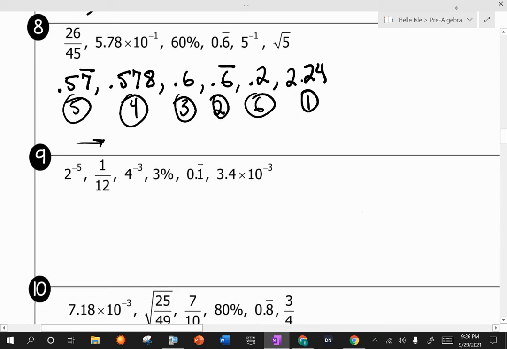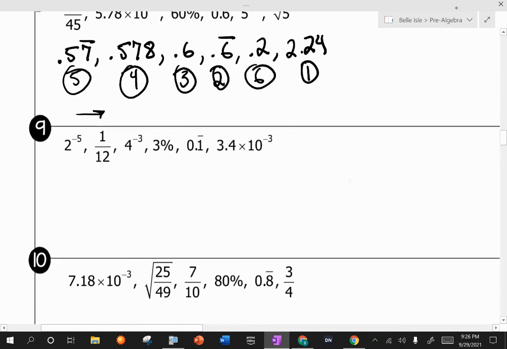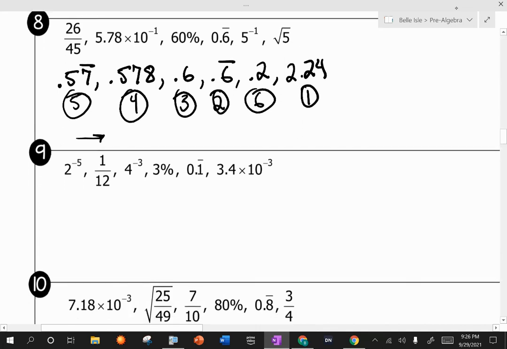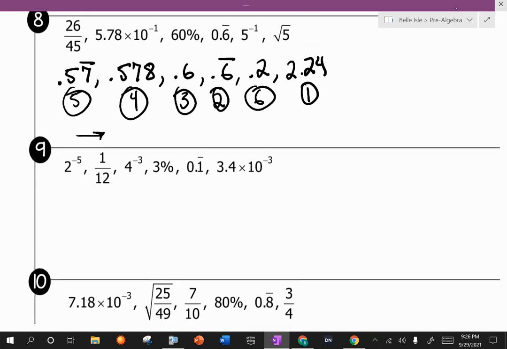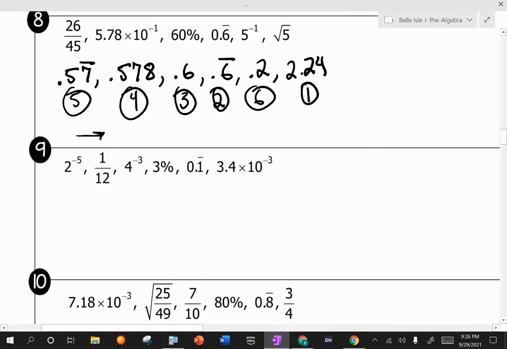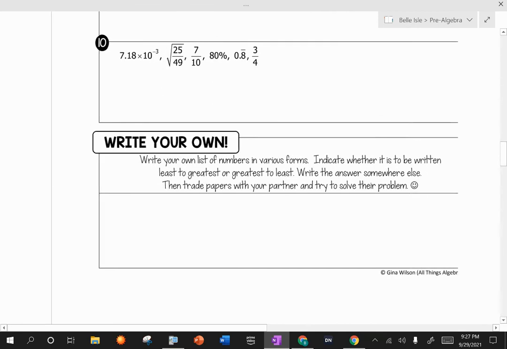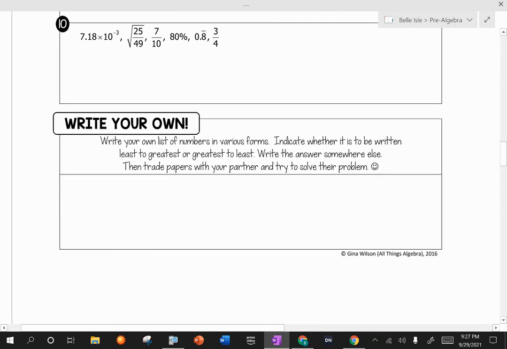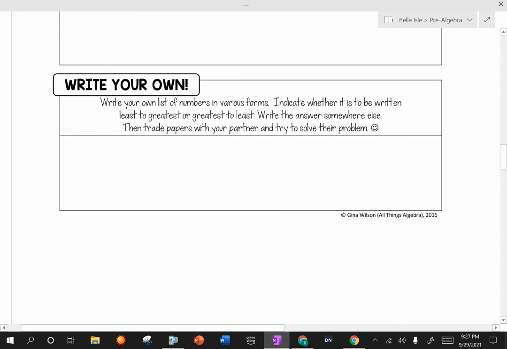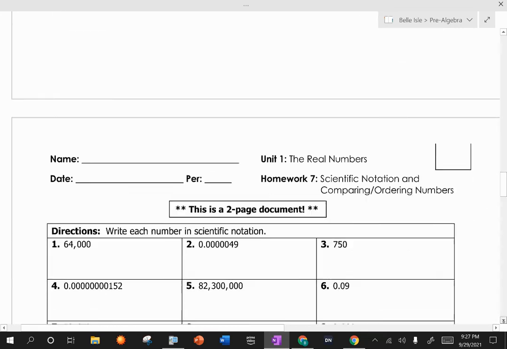Okay. I'm gonna leave that right there. Use your calculator. Just make sure you're paying attention to if you're going greatest to least or least to greatest. And this last one right here, you're going to write your own list of numbers in various forms, indicate whether it is to be written least to greatest or greatest to least, write the answer somewhere else, and trade papers with your partner and try to solve their problem. So all I want you to do is write your problem today, okay, and you're going to have someone else solve it the next time we are in class.